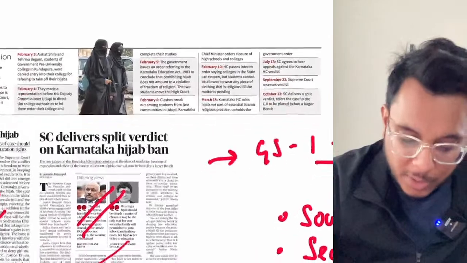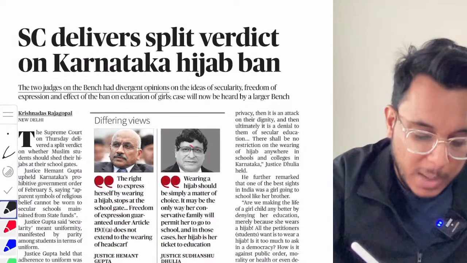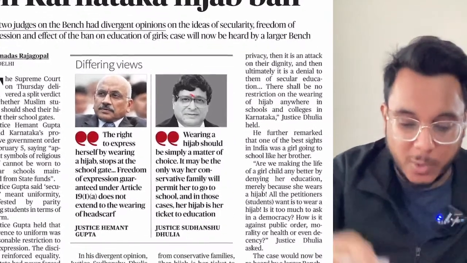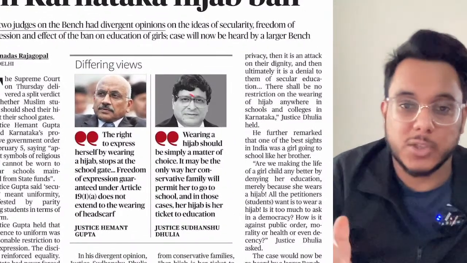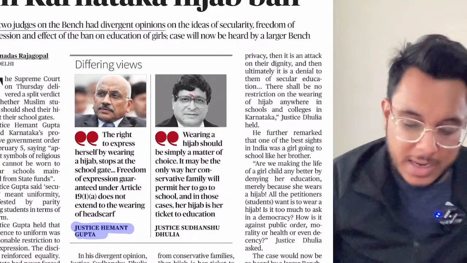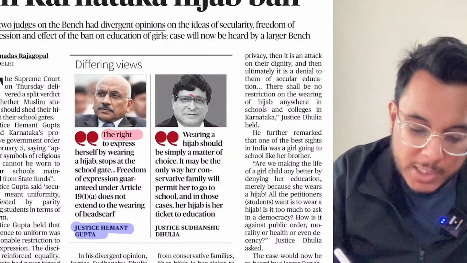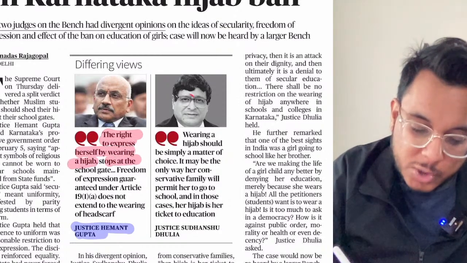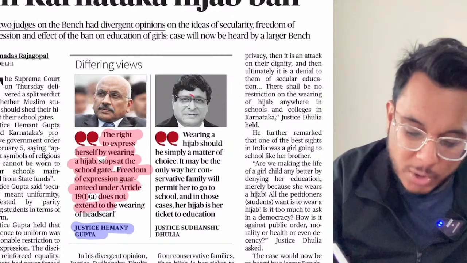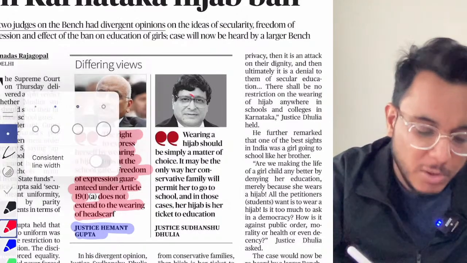Now listen, we'll see the differing judgments that have been given by both of the judges. I'll just highlight it and explain it. First of all, we'll see what Justice Hemant Gupta says. Justice Hemant Gupta had said that the right to express herself by wearing a hijab stops at the school gate. Freedom of expression guaranteed under Article 19(1)(a) does not extend to wearing the headscarf. So it has been provided that Article 19 also is not absolute.